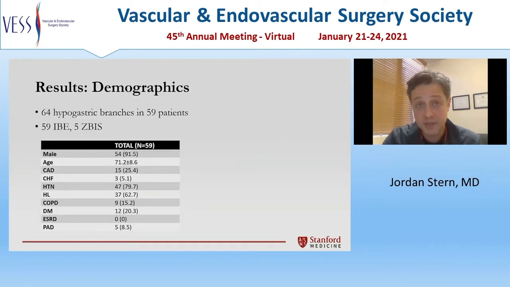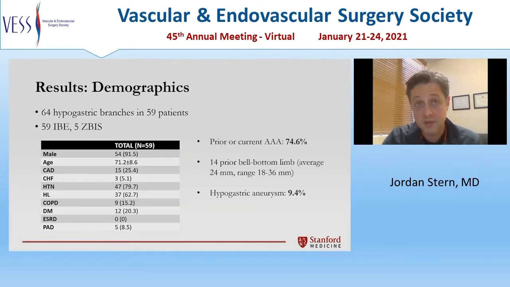We identified 59 patients having 64 devices implanted. 5 patients underwent bilateral repair. There were 59 Gore IBE implants and 5 Cook devices. Patients had the expected range of comorbid conditions. Also expectedly, there was a high rate of associated aortic aneurysm, and 14 patients were treated for iliac degeneration following prior placement of EVAR with a bell-bottom limb. Nearly 10% also had an associated internal iliac artery aneurysm.